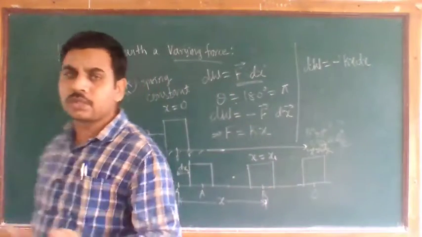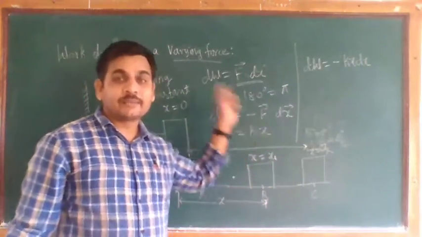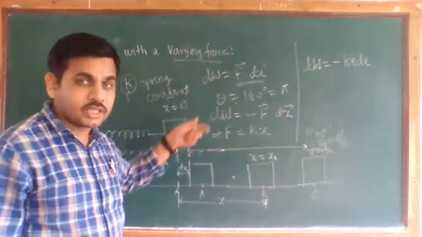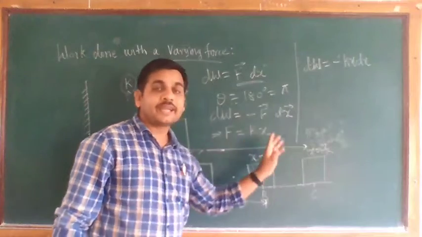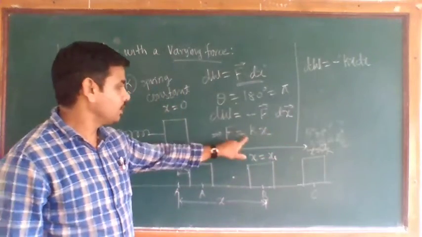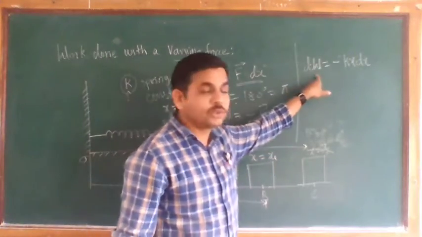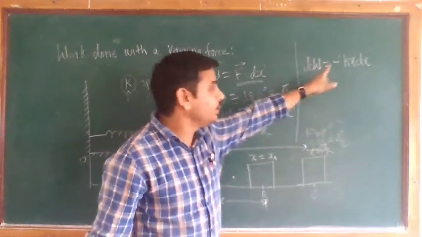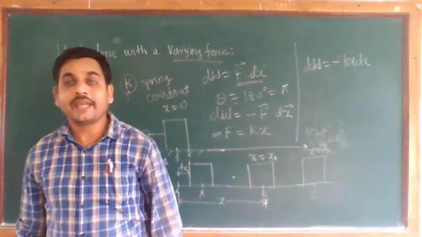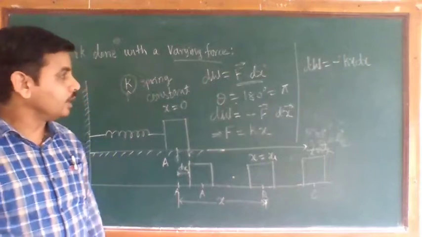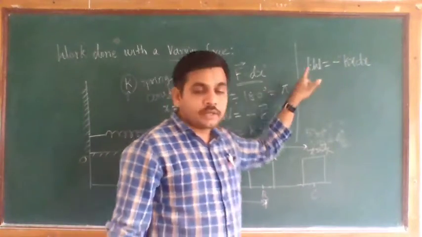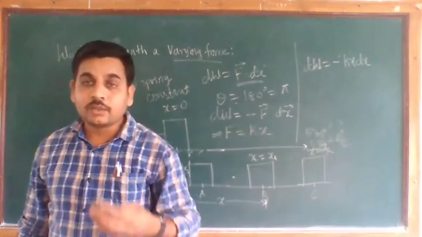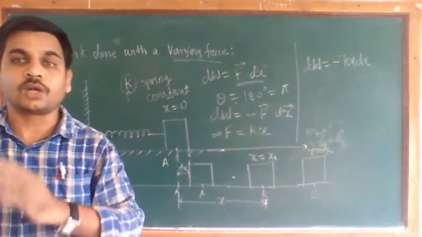The spring force F is equal to k times x, where k is your spring constant and x is the elongation. So F is equal to k into x. This is the force. We can put this value into your work done. You get dW is equal to minus kx dx. Now we have to calculate the total work done of that moving block.